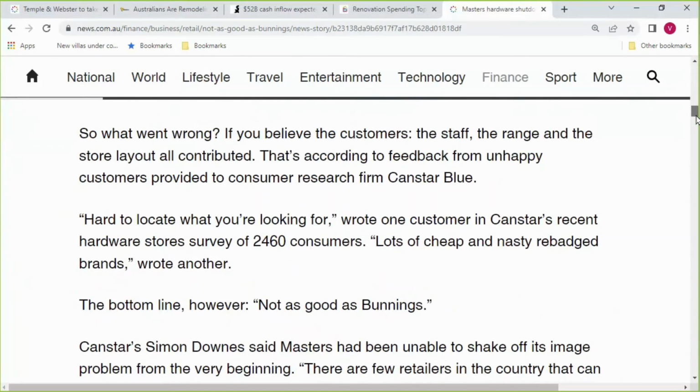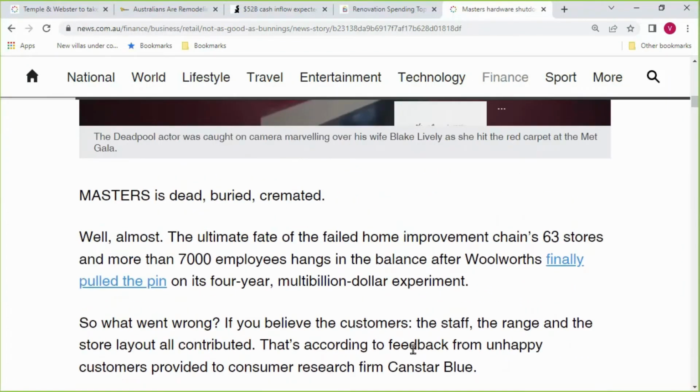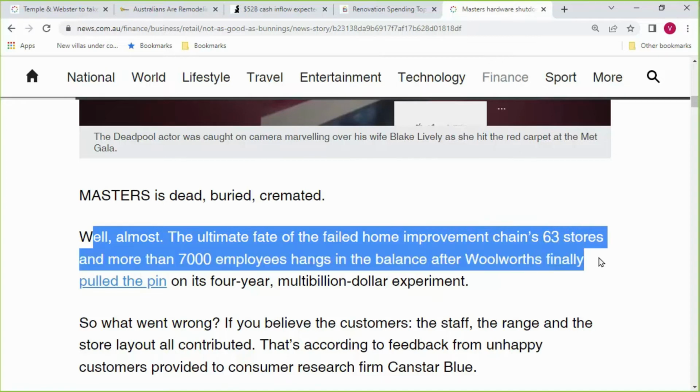Anyway, okay. So we all remember what happened with Masters. Remember, that was Woolworths' arm, Masters there. And as the article went on here, news.com.au: Masters is dead, buried, cremated. Well, almost. The ultimate fate, this was just before they collapsed, of the failed home improvement chain, 63 stores and almost 7,000 employees, hangs in the balance after Woolworths finally pulled the pin on its 4-year, multi-billion-dollar experiment.